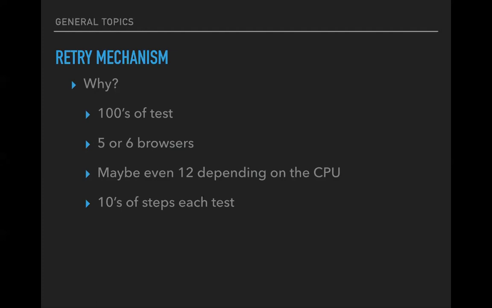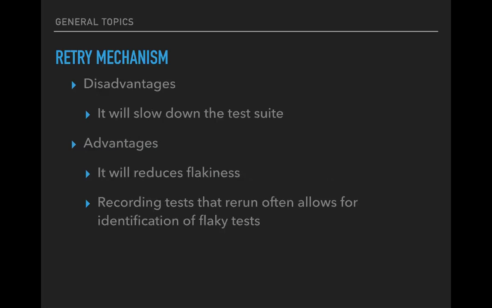You need to run a couple of hundreds of tests on 12 different browsers, and they're going to have tens of steps each. So as you can see, that adds up to huge amounts of possibilities for failure. Those possibilities for failure don't always have to mean that your application under test is wrong. It can just be a small hiccup in the system. And that's what we call flakiness. So you're going to have to deal with this flakiness in some way. That's why I always suggest a retry mechanism.